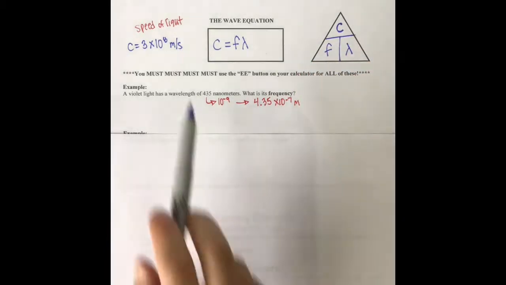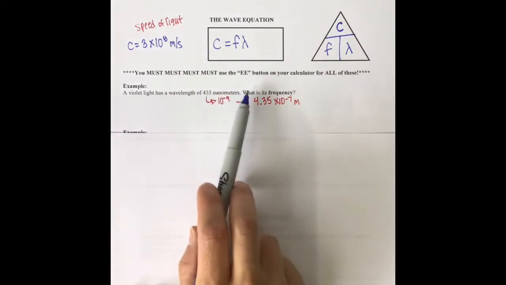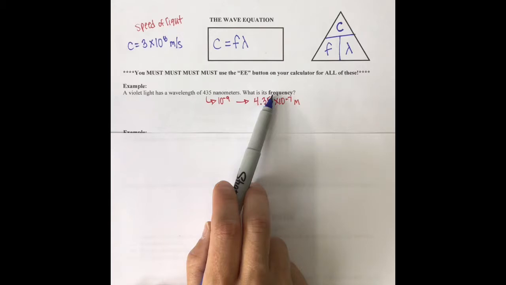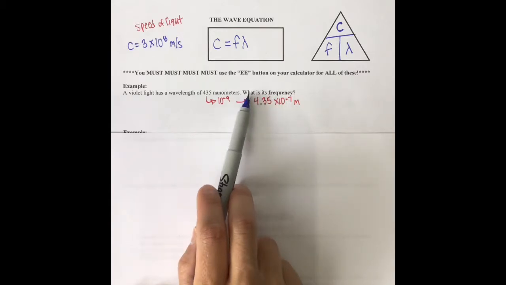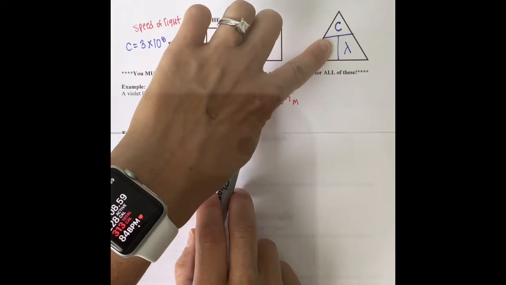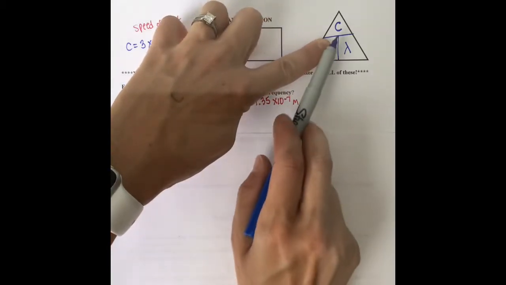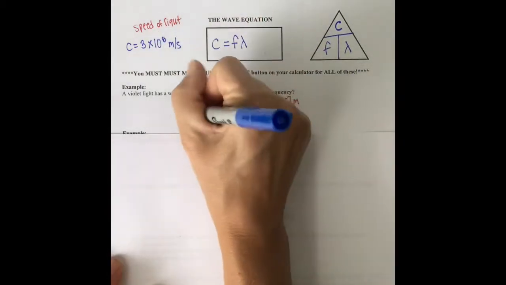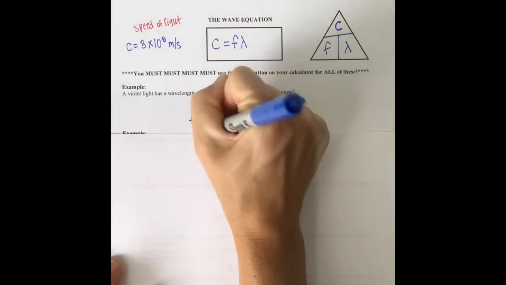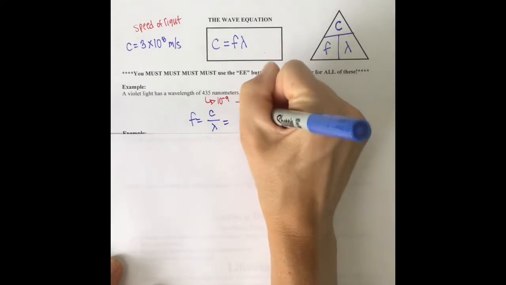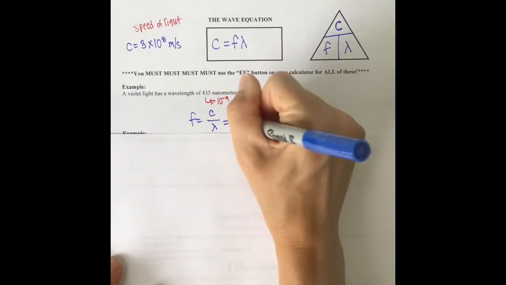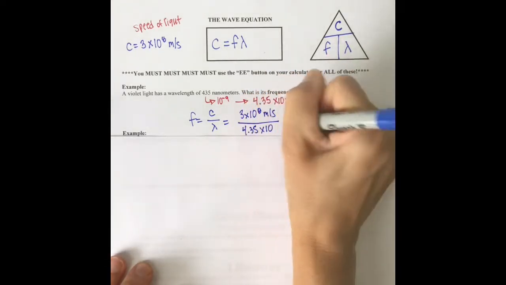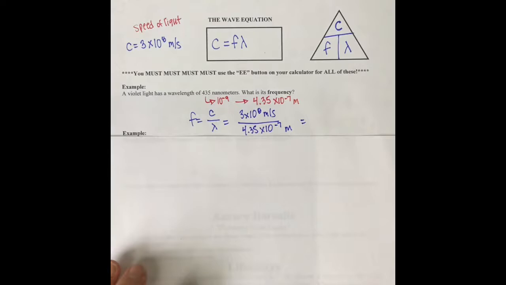Okay, once you've made sure that the units for your speed of light agree with the numbers given in your problem, you're ready to solve for what they're asking you to find. And in this problem, it says, what is the frequency? So I'm going to cover up frequency, and I see that my equation is speed of light divided by wavelength. 3 times 10 to the 8th meters per second divided by 4.35 times 10 to the negative 7th.